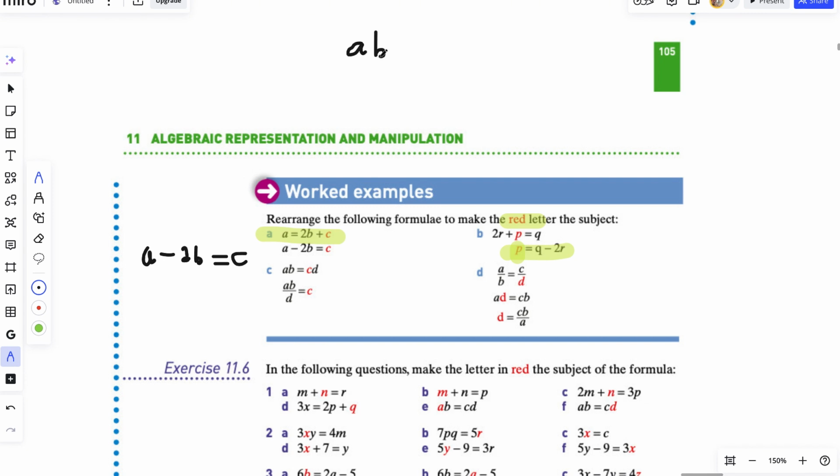AB is equal to CD. Now they want us to make C the subject. To make C the boss, to remain on one side, I have to divide the right side by D, and also the left side by D. Divide both sides by the same thing, so that life will be good.